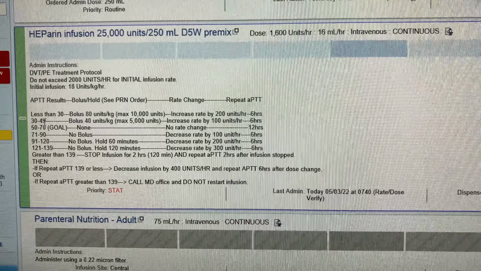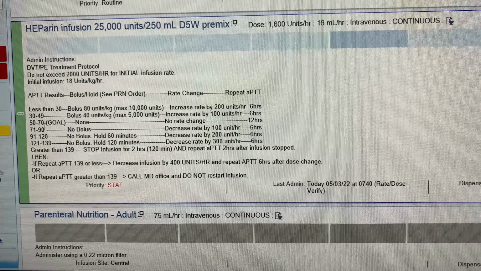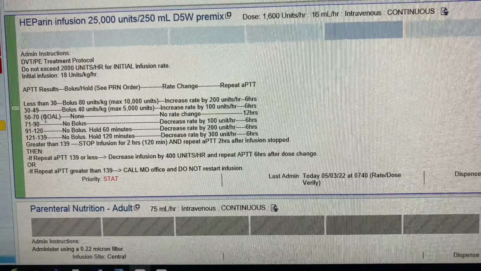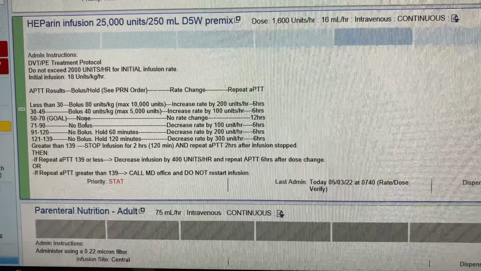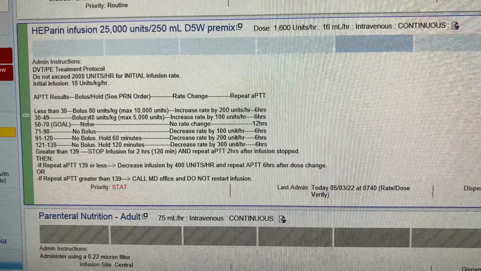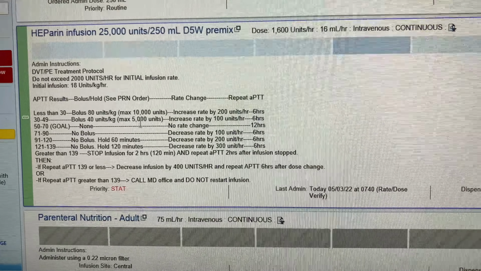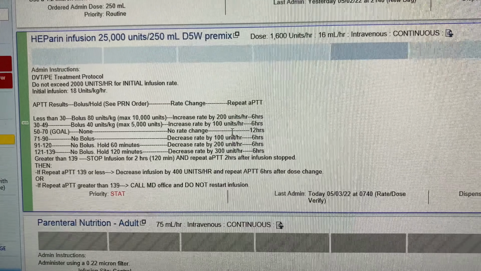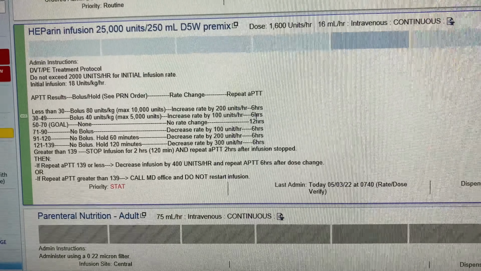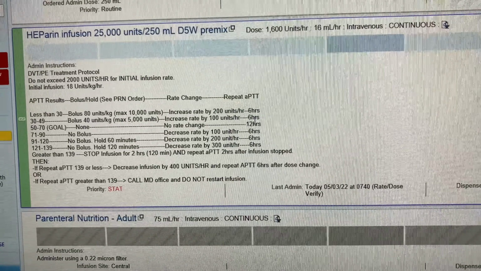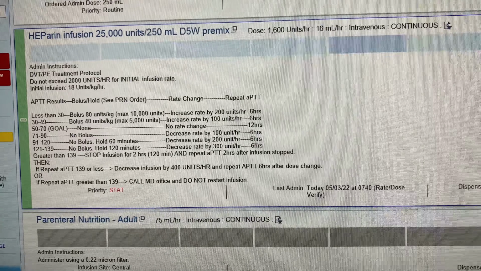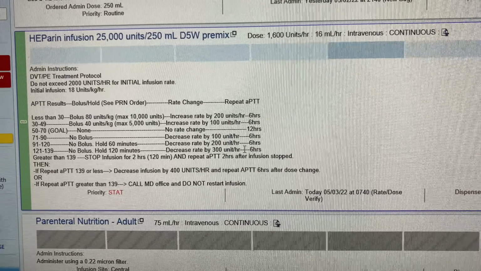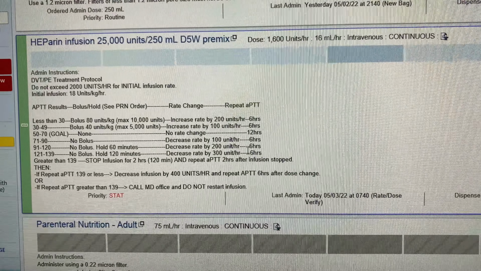For example, if I do my first APTT after the heparin starts, and let's say my level was 32, then it tells me the guideline of what I need to do. So I'll be bolusing 40 units per kilogram, and then I'll be increasing the rate by 100 units per hour, and then I will be rechecking that APTT level in 6 hours, okay? So it gives you a little bit of guideline on how to increase and decrease the heparin dose and when we need to recheck the APTT levels, all right?